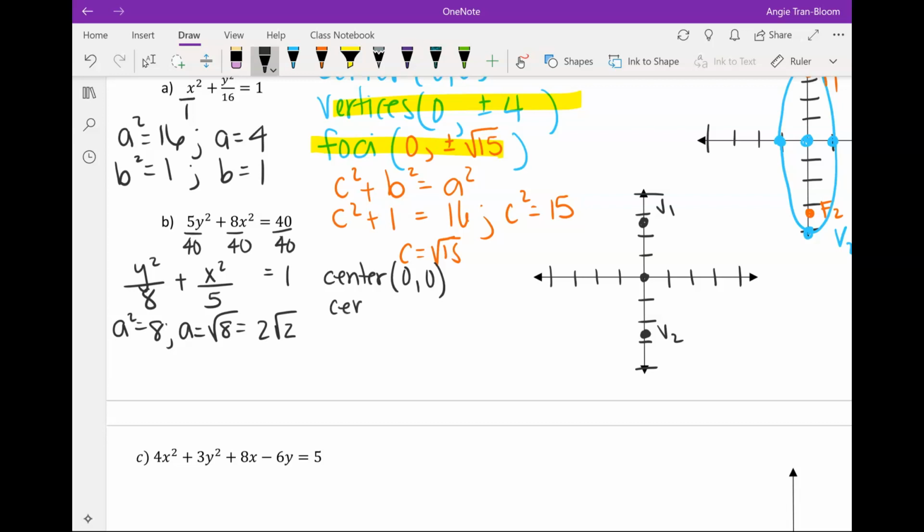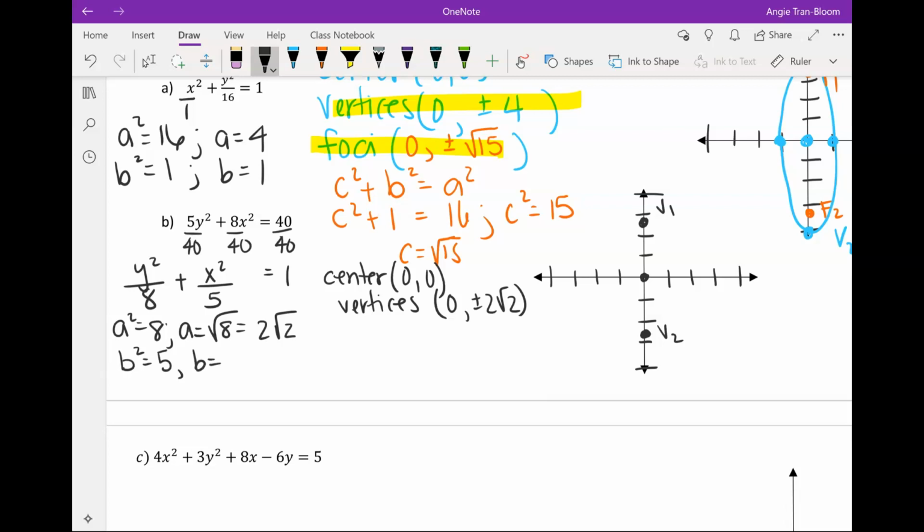I'm going to answer the question. Oh, we already have the center. Vertices. How should we write the vertices coordinates? 0 comma plus or minus 2 rad 2. Perfect. Do we know the minor? What's b squared? 5. Good.